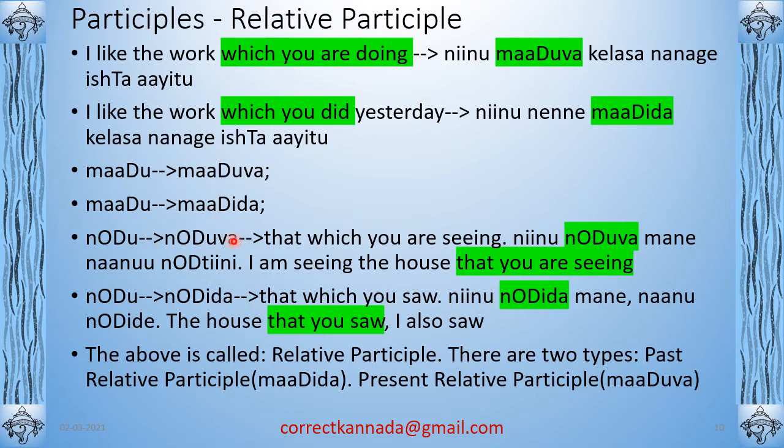Nodu becomes noduva, that which you are seeing. Neenu noduva mane, nanu nodtini. I am also seeing the house that you are seeing. That you are seeing is noduva. Nodu, nodida, that which you saw. Neenu nodida mane, nanu nodide. The house that you saw, I also saw. That is nodida. So the above is called the relative participle, and there are two types.